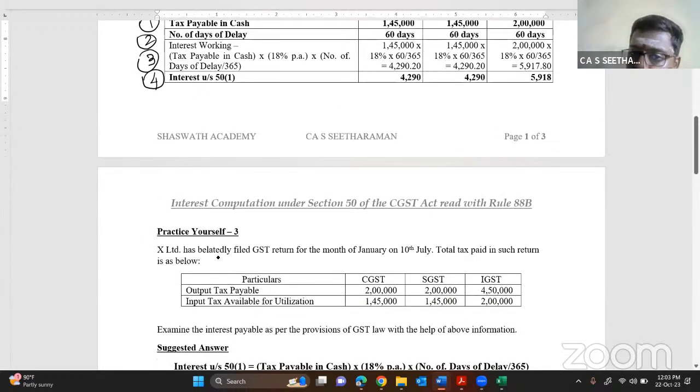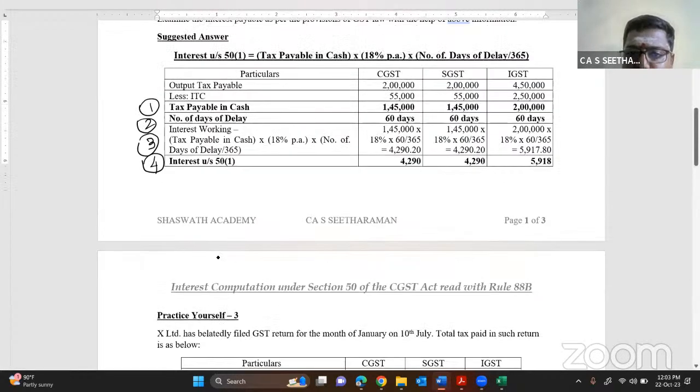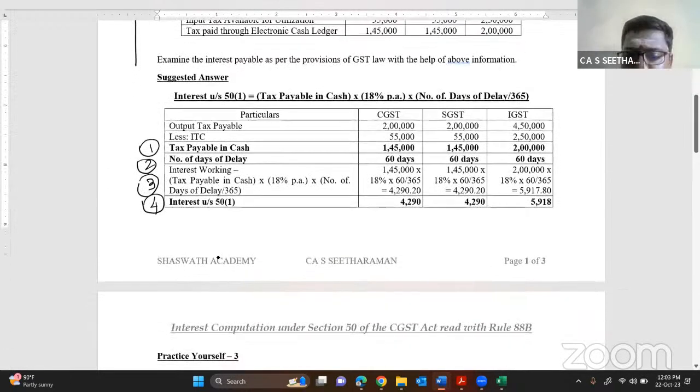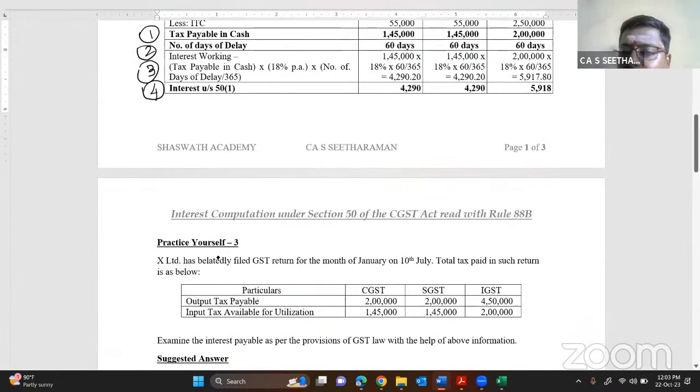Seems to be very similar, but what is the difference here? In the previous question, I had given you the number of days as 60 days delay. In this question, I'm making you calculate the number of days as well. 2 minutes for you, quick.